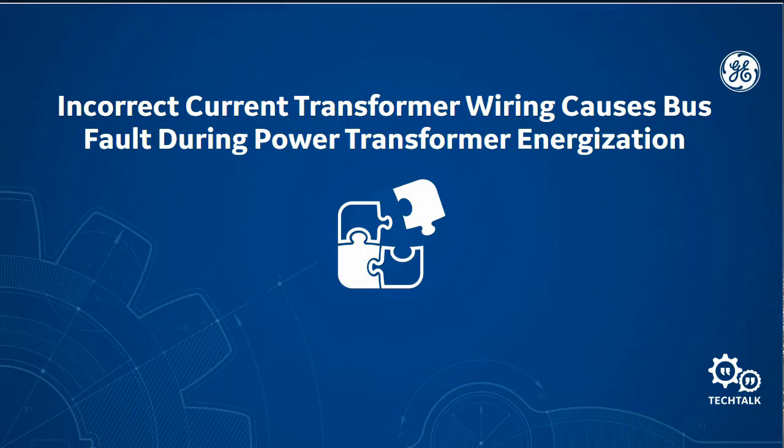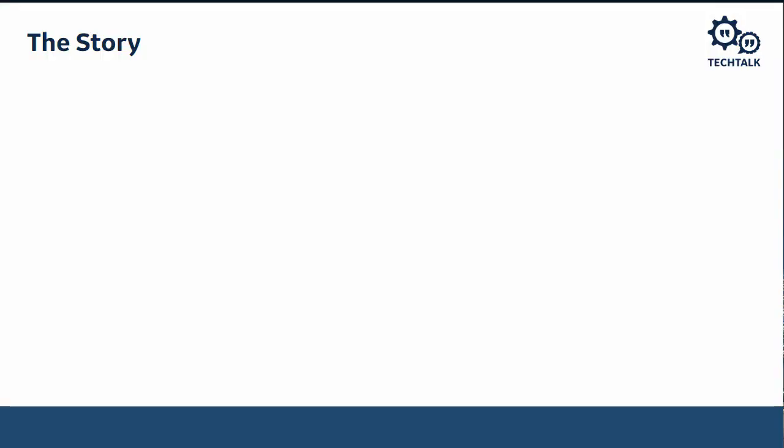This particular event is incorrect current transformer wiring causes bus fault during a power transformer energization. Now, we are getting into some of the events that really make my head hurt because they're a little bit more complicated and a lot of them involve some wiring issues. Let's take a look at this first one. Here's the story. They've energized the transformer.